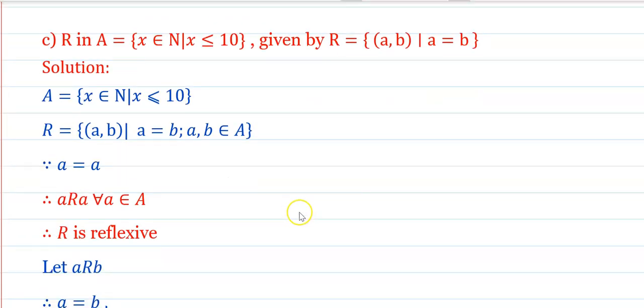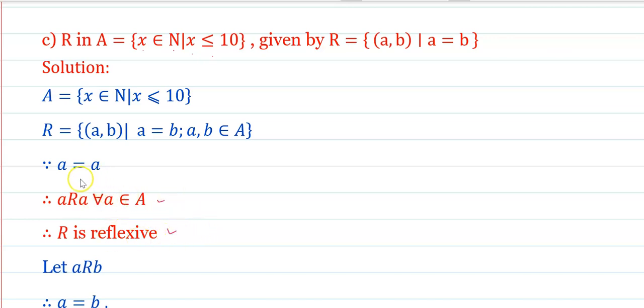Okay. Now, the next is R in A, where A is equal to {x belongs to the set of natural numbers and x is less than or equal to 10}. R is given by capital R = {(a, b) such that a is equal to b}. For every a belongs to capital A, here a is equal to a. Okay. Therefore, aRa for every a belongs to capital A. Therefore, R is reflexive.